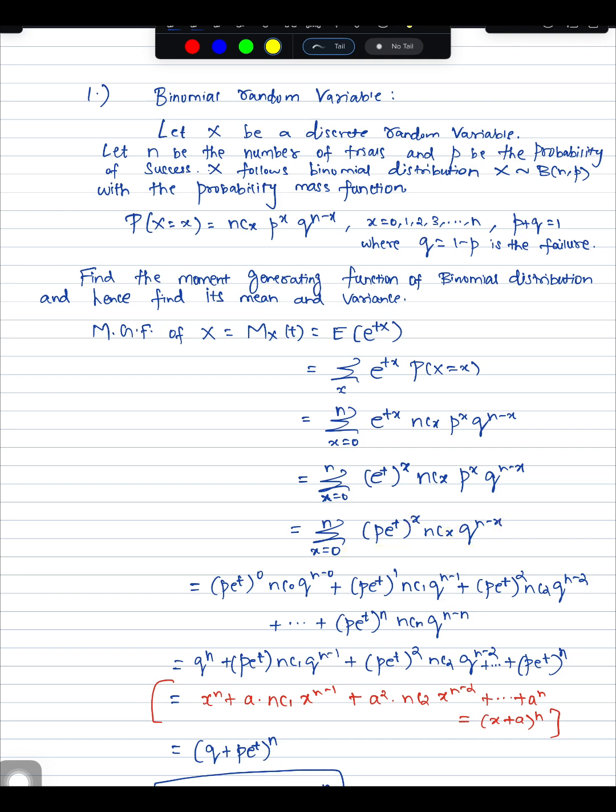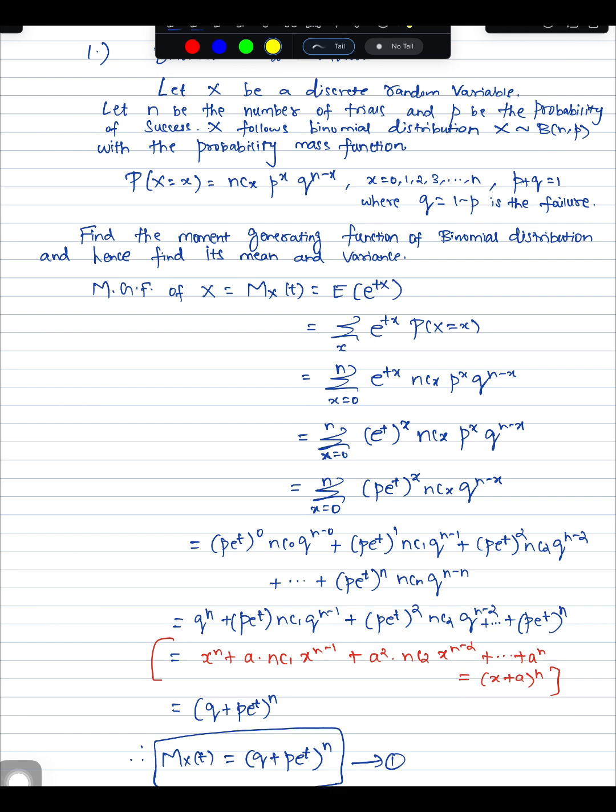So substitute 0 in these places, you will get first (p e^t)^0 nC0 q^(n-0) plus (p e^t)^1 nC1 q^(n-1) plus (p e^t)^2 nC2 q^(n-2) plus etc., (p e^t)^n nCn q^(n-n).